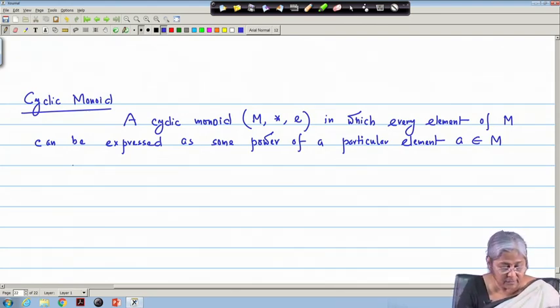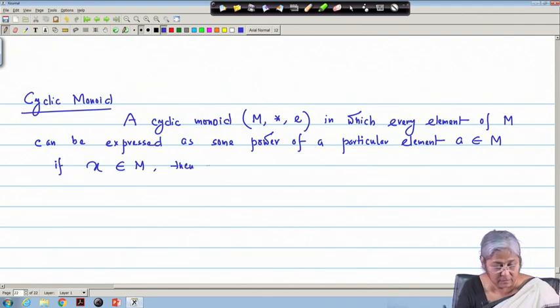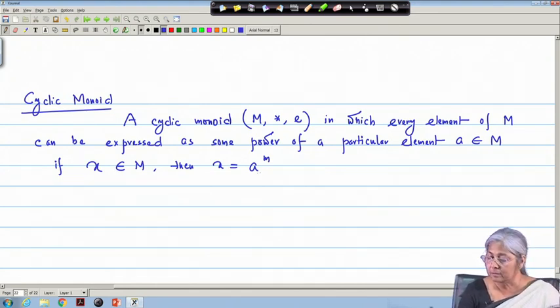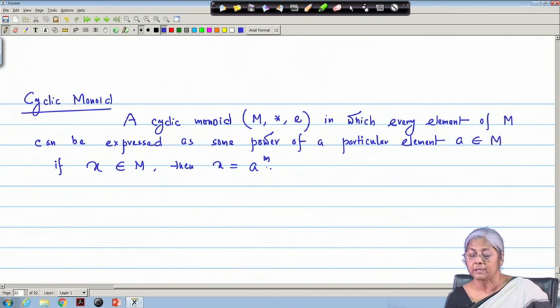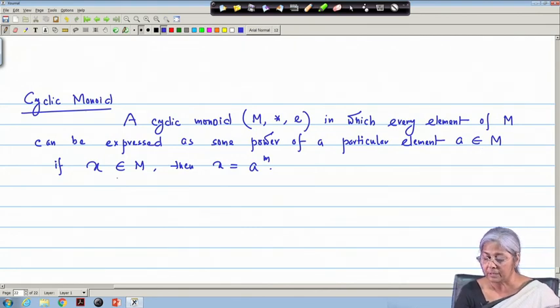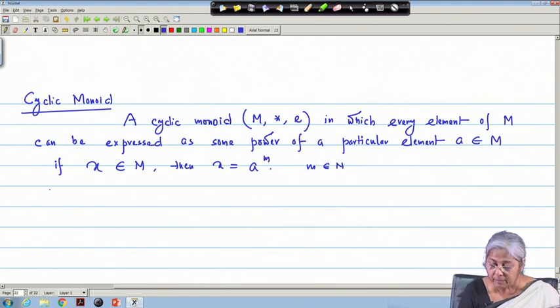Then I can write that x, if x belongs to M, then x equals a to the power m. Okay. So this is my definition of cyclic monoid: some power of a particular element a, such that if x belongs to M, then x equals a to the power m, some power, and m belongs to the integers.